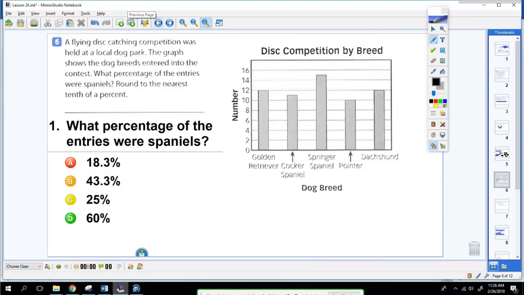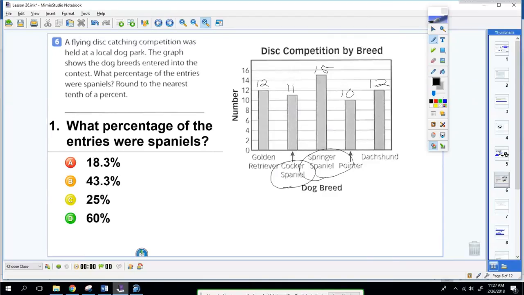Okay, a flying disc catch competition was held at a local dog park. The graph shows the dog breeds entered in the contest. What percentage of the entries were spaniels? Well, I have a spaniel here and another spaniel here. So the first thing you always do is find the total amount. So here's 12, 11, 15, 10, and 12.